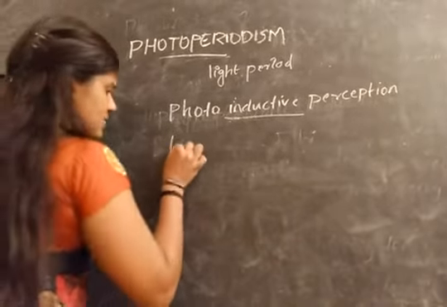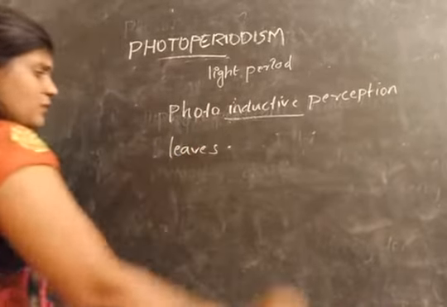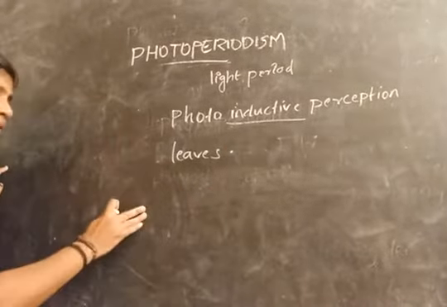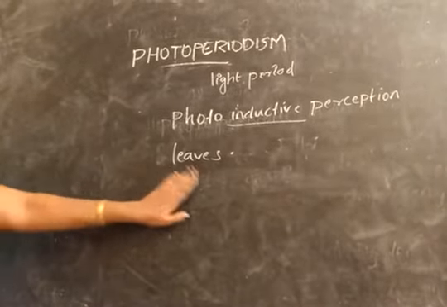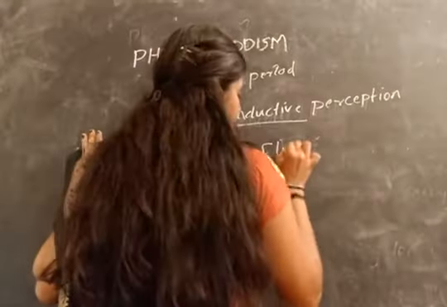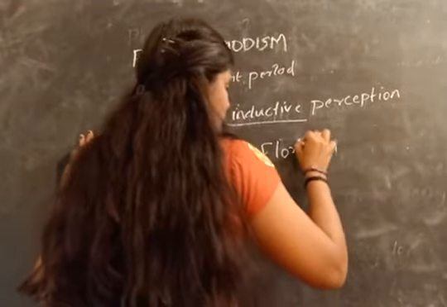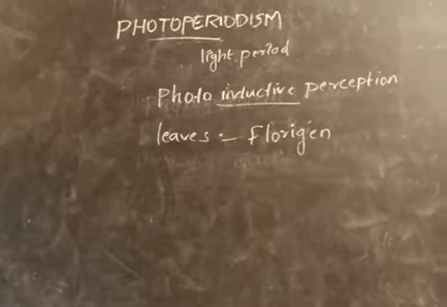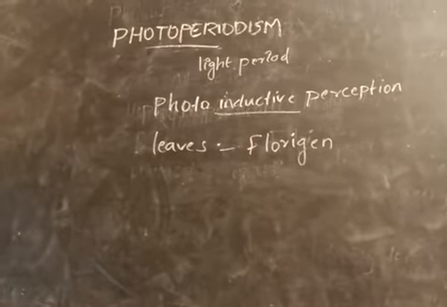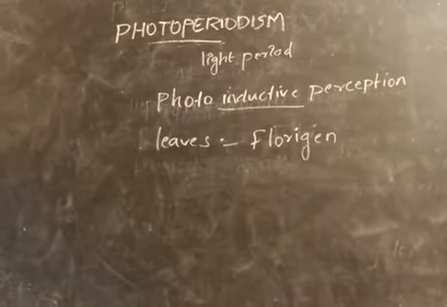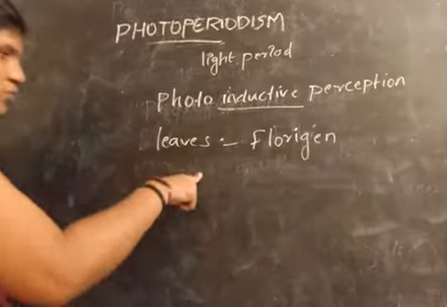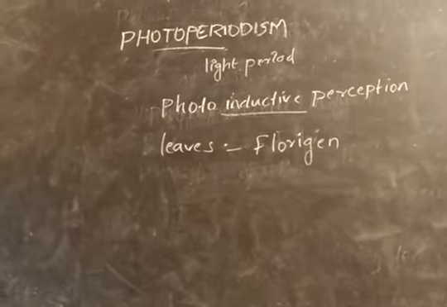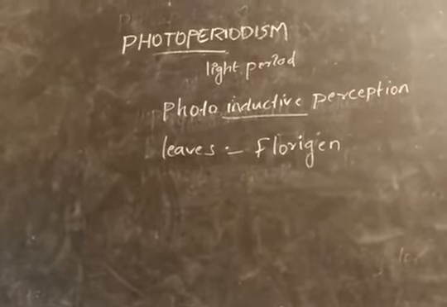So, leaves also play a significant role in flowering. The flowering hormone is called florigen. It is synthesized in the leaves and translocated to the apical tip to promote flowering. This is called photoinductive perception. It can be well explained by an experiment.